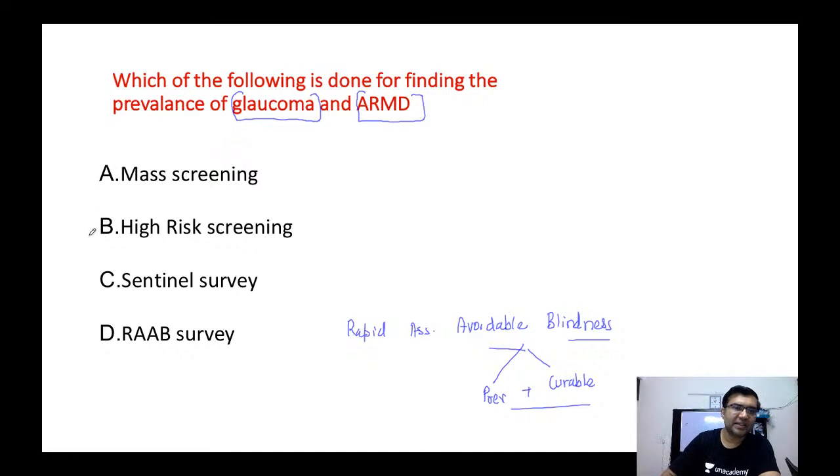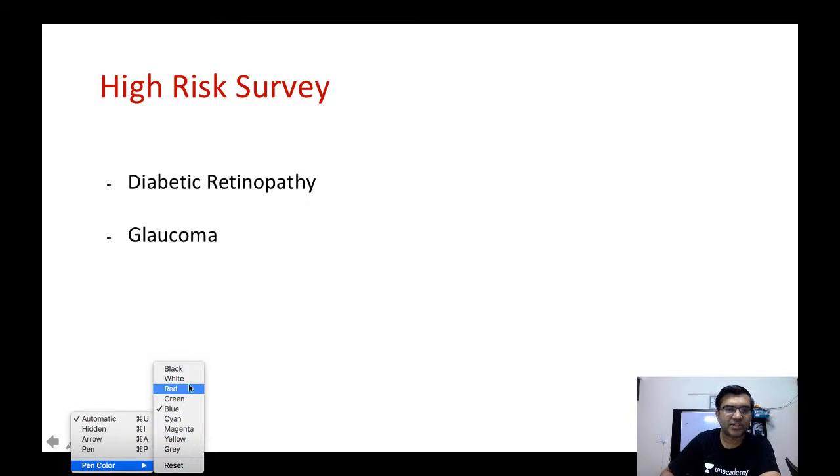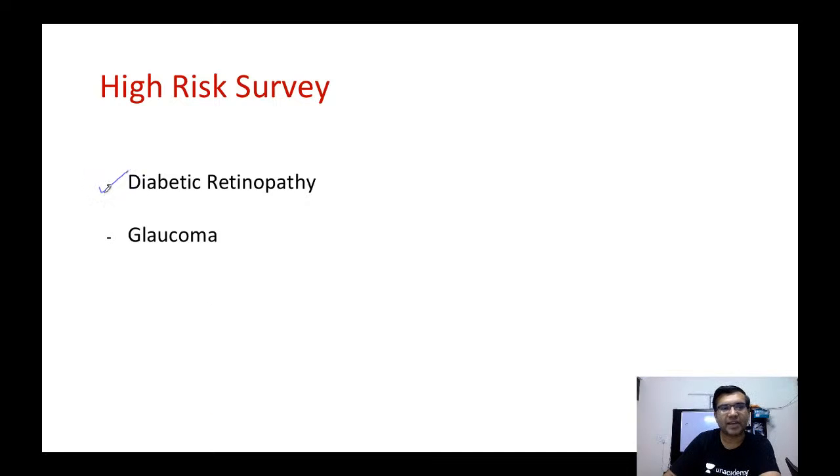So here the screening that we do is the high risk screening. So please note my further slides. Whenever we talk about the high risk survey, we screen the population who are having diabetic retinopathy as well as glaucoma. So in diabetic retinopathy and glaucoma, we do a high risk survey. Those patients who are diabetic, you have to see about the diabetic retinopathy. Let's say you are doing a fundus photograph. So fundus photograph or OCT you have to do only in those patients who are having uncontrolled diabetes, not in all the population.